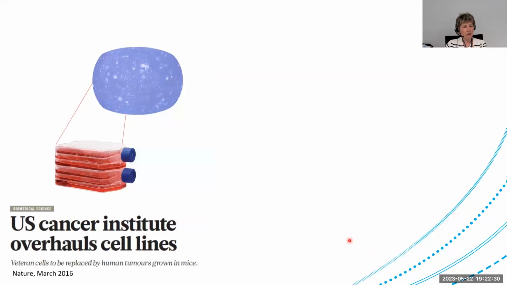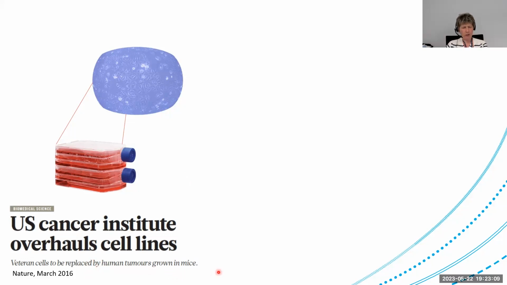So back to our models. You may be aware that in the US, the NCI has this NCI 60 cancer cell line screen, and they use this cell line screen as a way of identifying suitable candidates to take forward as potential new drug therapies. But in 2016, there was an article published in Nature which stated that these cells were to be retired and they were actually going to be replaced by human tumours grown in mice.